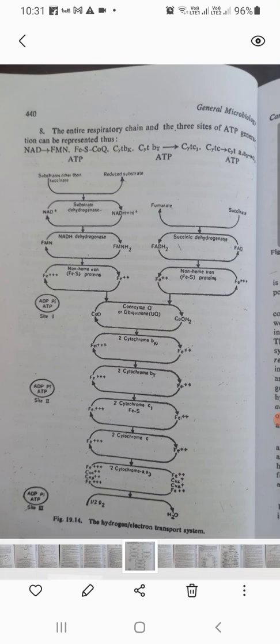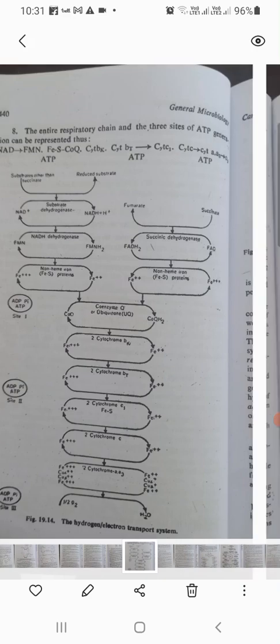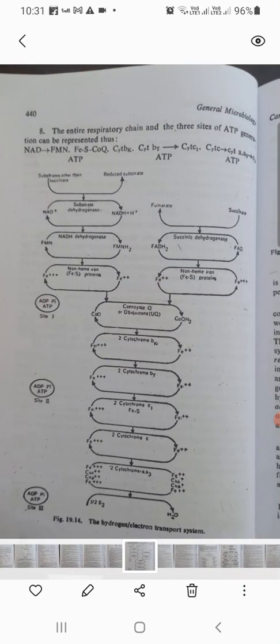The entire respiratory chain and the three sites of ATP generation are as shown here. NAD and FAD, two molecules, work here. In that also, NAD is more dominant than FAD. We have all the reactions converting NAD into NADH2, and only one reaction, succinate to fumarate, where we have the FAD molecule. NAD to NADH2 occurs simultaneously, giving you ATP generation at the three sites, that is coenzyme Q, cytochrome b and cytochrome c.